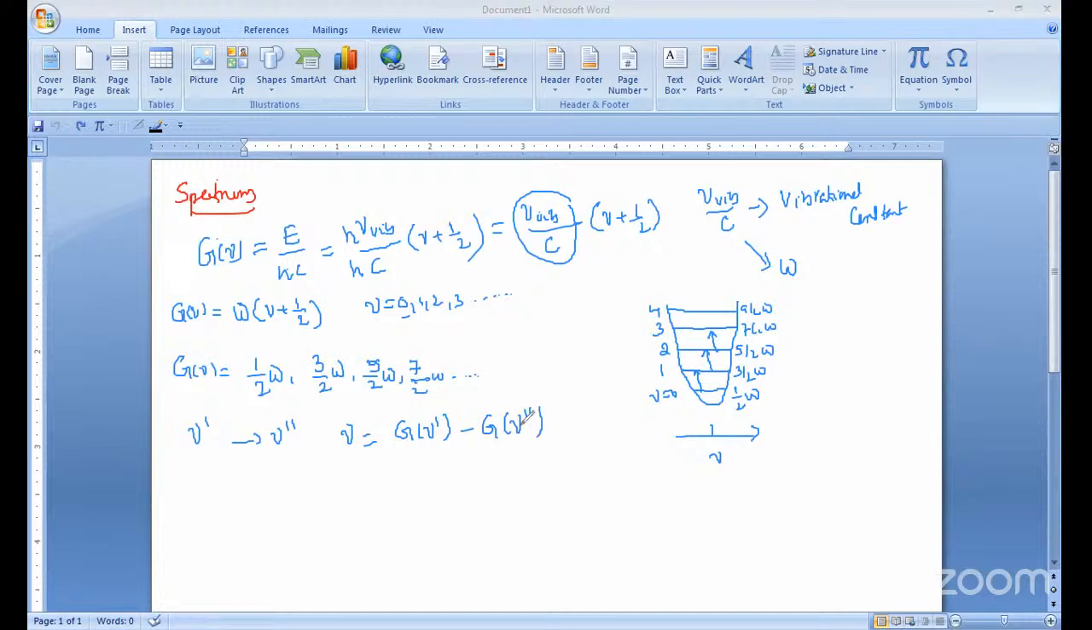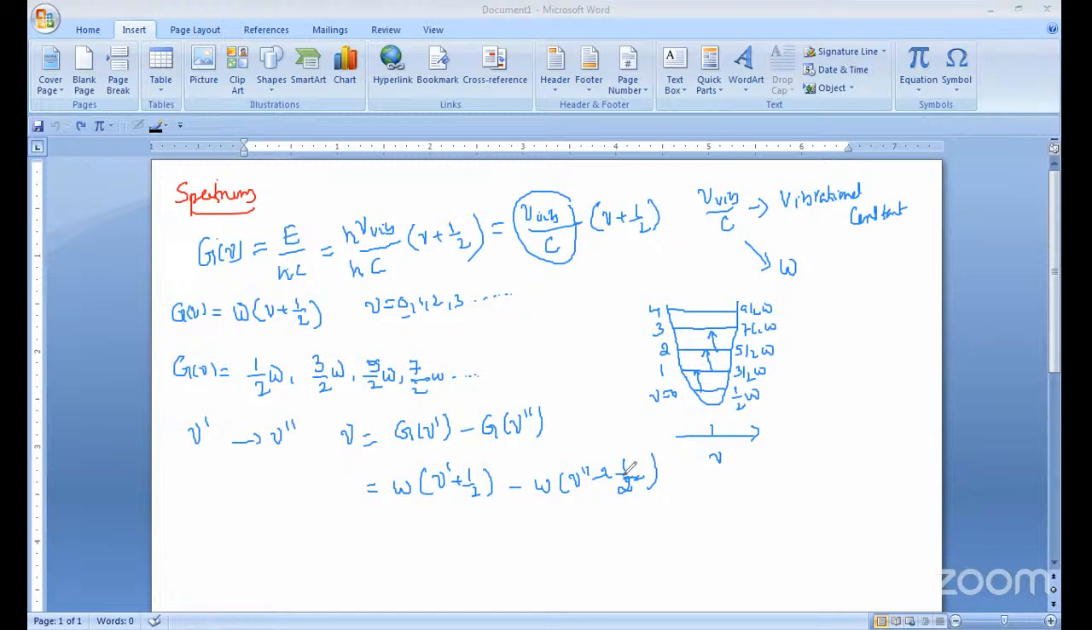So here what is happening? The transition is taking place between the upper level v' and the lower level v''. If you elaborate this, what you'll get? G(v') is nothing but omega into (v' plus half). Similarly, G(v'') is nothing but omega into (v'' plus half). Okay, half. Understand?